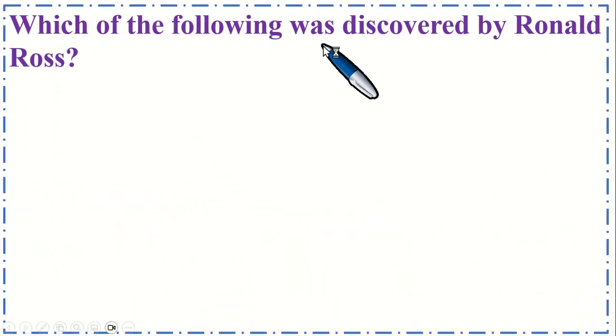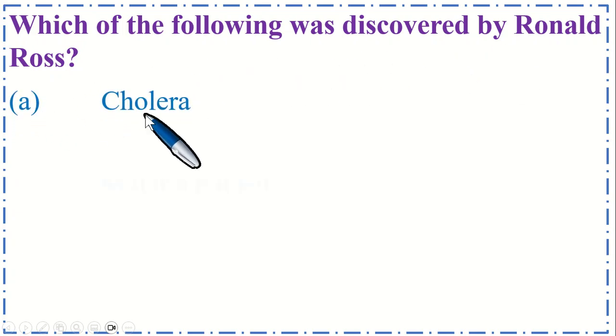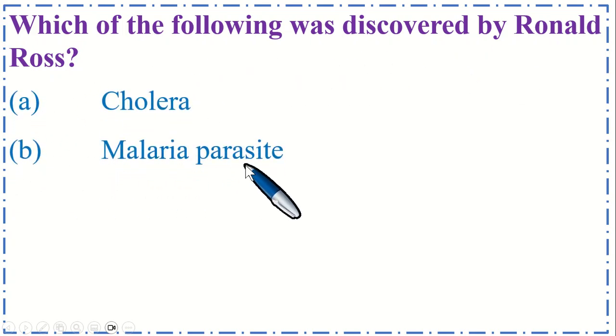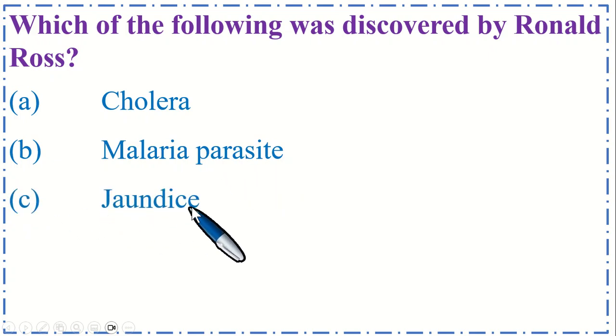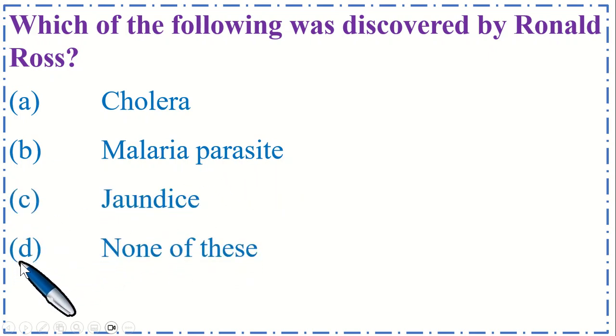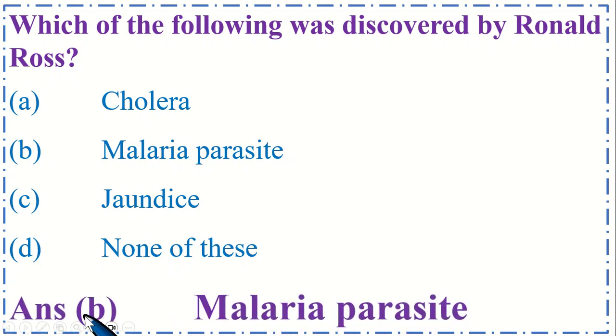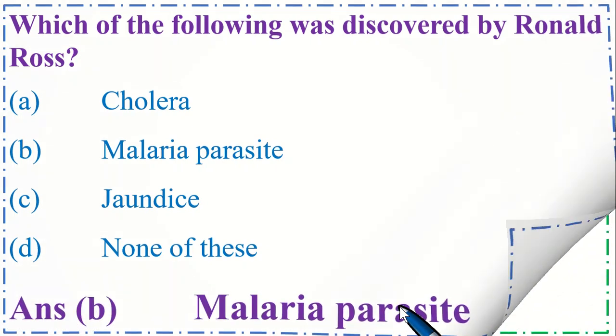Which of the following was discovered by Ronald Ross? Option A, cholera. B, malaria parasite. C, jaundice. And option D, none of these. So the correct option is B, malaria parasite.